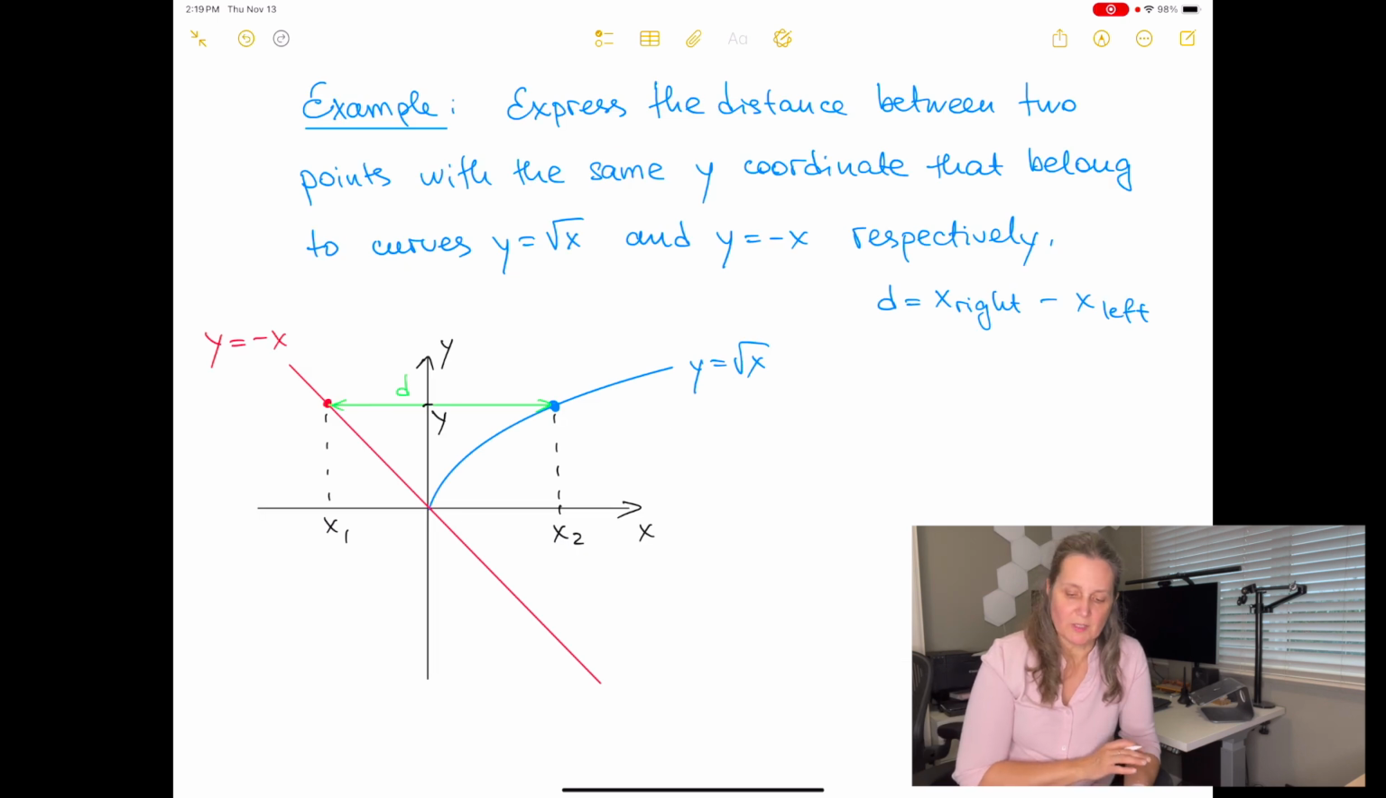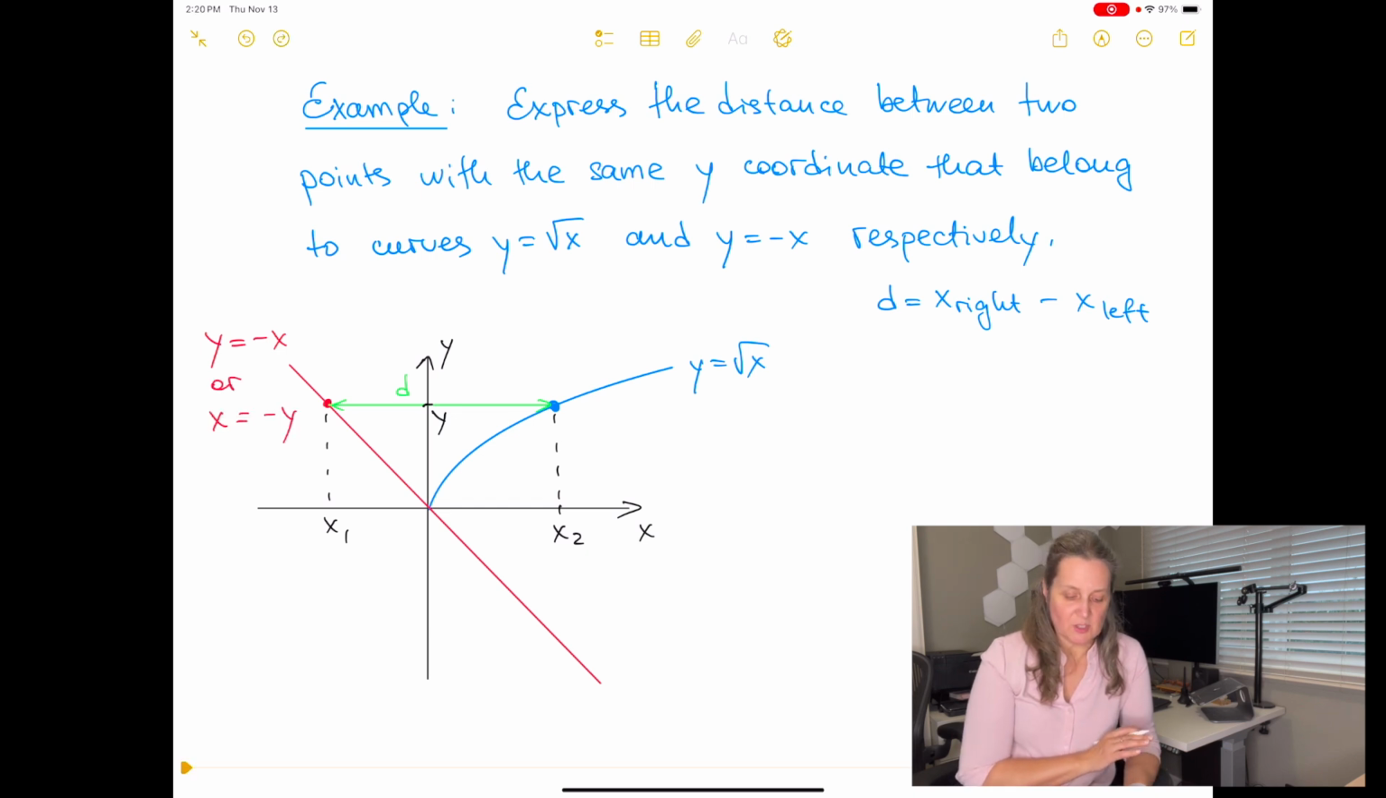Let's find a formula that expresses the distance between any 2 points that share same y-coordinate, where one belongs to the curve y equals square root of x and other belongs to the curve y equals minus x. As we know, the distance between those 2 points would be the rightmost x value of the point minus the leftmost x value of the point.